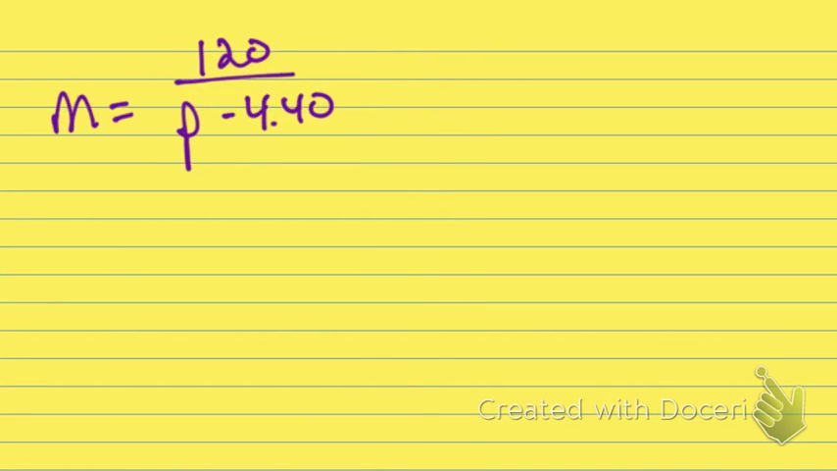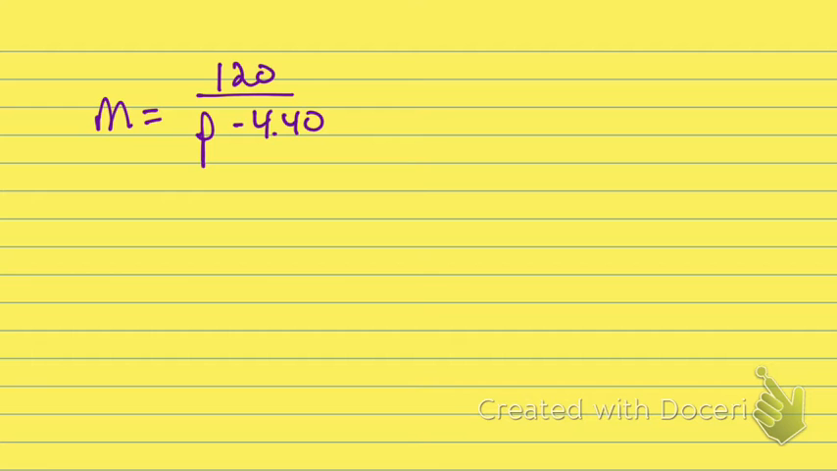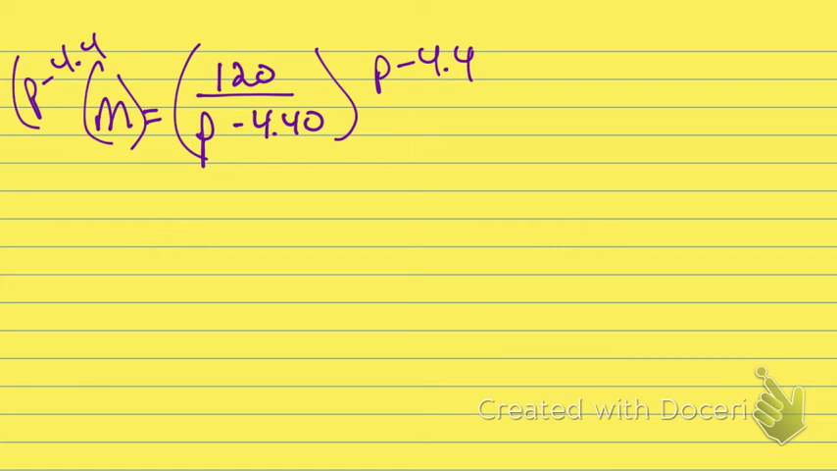I'm going to give you your first move even. So to get it out of the denominator, which actually doesn't help you get it alone yet, is to multiply both sides by P minus 4.4. Because if I'm dividing by P minus 4.4, but then I multiply it by it, what happens to it? It's gone. So here's where we're at. I'm helping you out here. We're at M times P minus 4.4 equals 120.